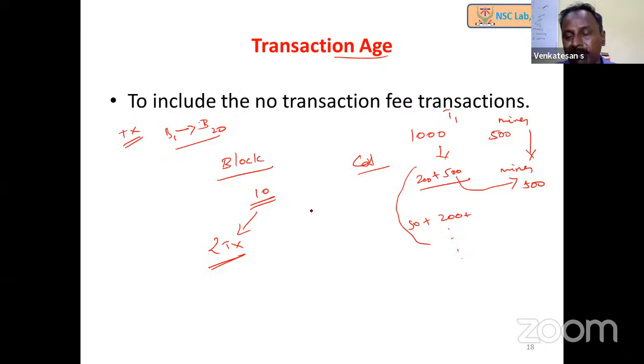So what happens is that even though we are not giving a transaction fee or are giving a low transaction fee, our transactions will be committed into the block.